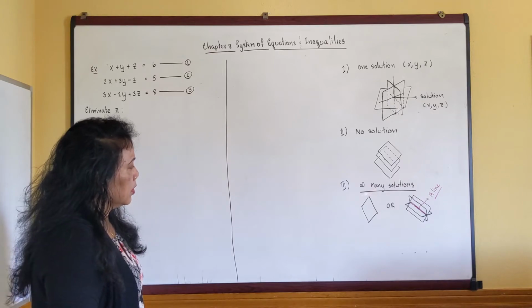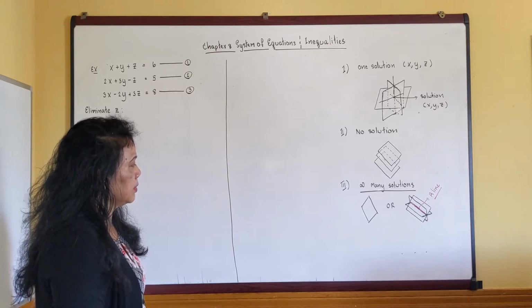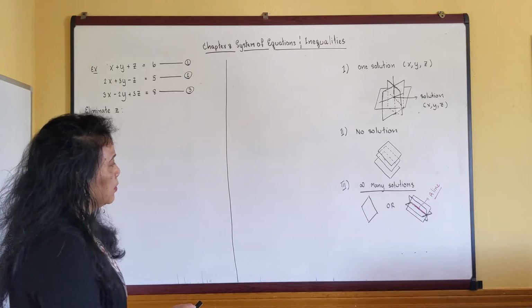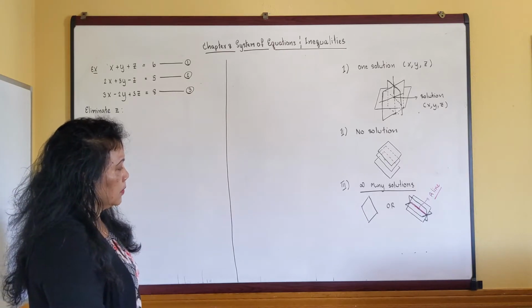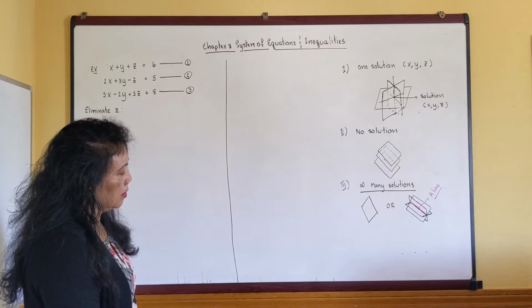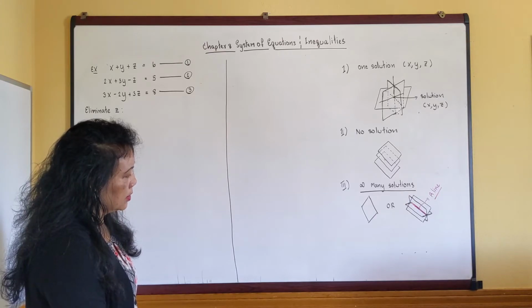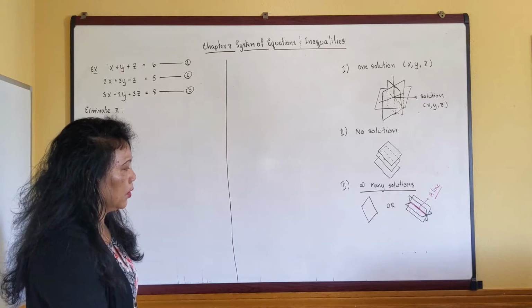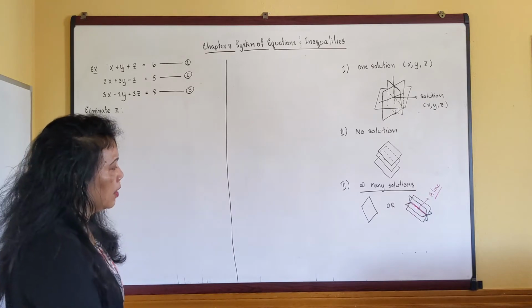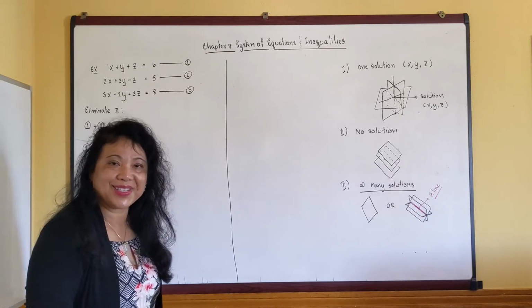It can also be infinitely many solutions. It means you can have 3 pieces of paper on top of each other, like this. Or you can have 3 planes, or 3 pieces of paper, and they cross. This is the line. It becomes a line. The line here is where they cross. So if you have a line, it's infinitely many solutions.